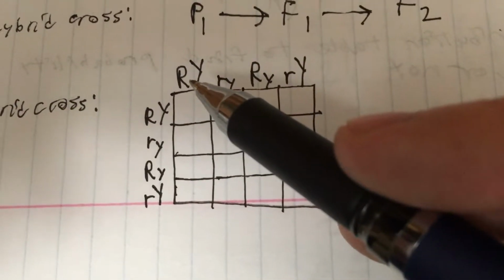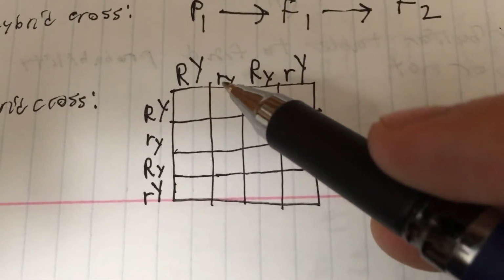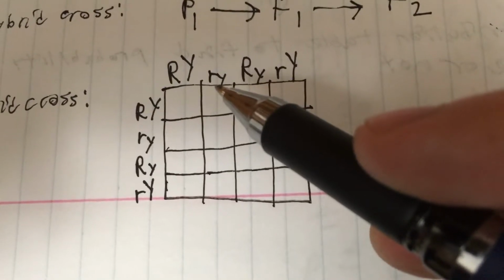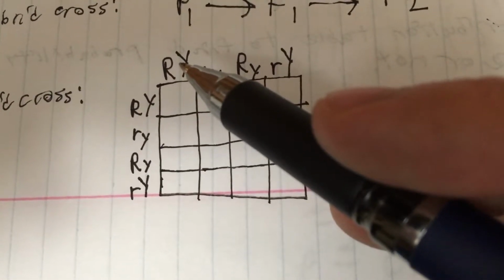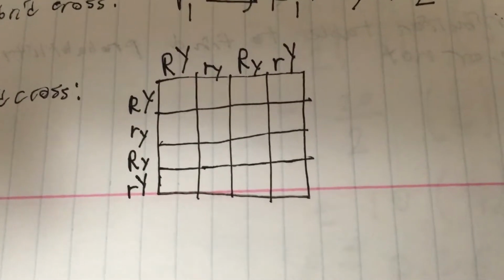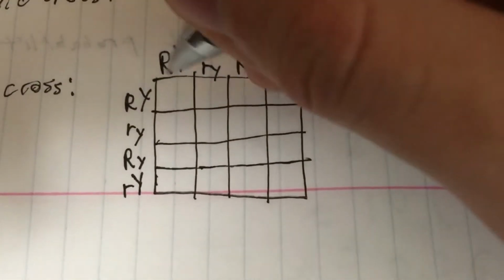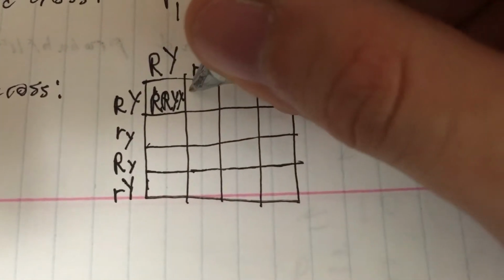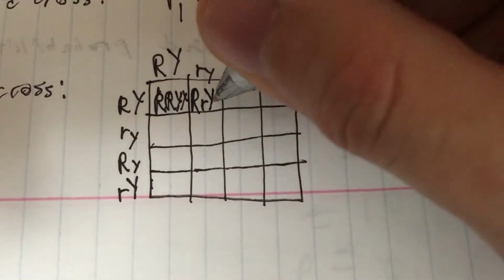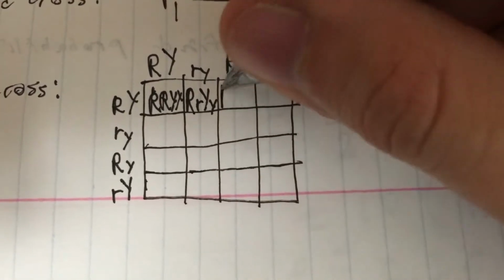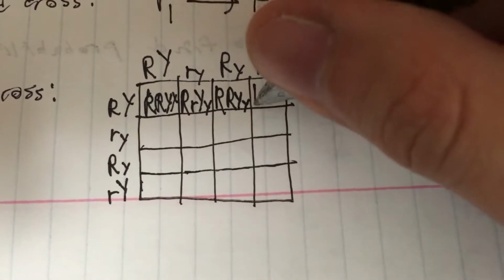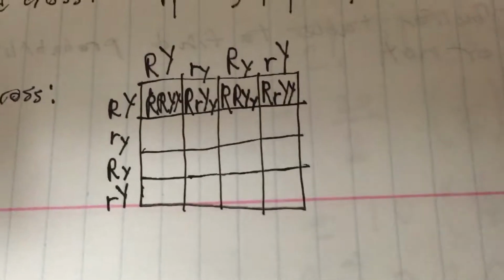So here we have the dominant trait for round, and the recessive trait for being wrinkled, the dominant trait for yellow and the recessive trait for green. And so here you would get dominant round. It's a little small. And here you get dominant but with the recessive gene. And same with the color. Here you get dominant for round and recessive and dominant. And so all these end up being round and yellow, although some of them do retain the recessive trait.